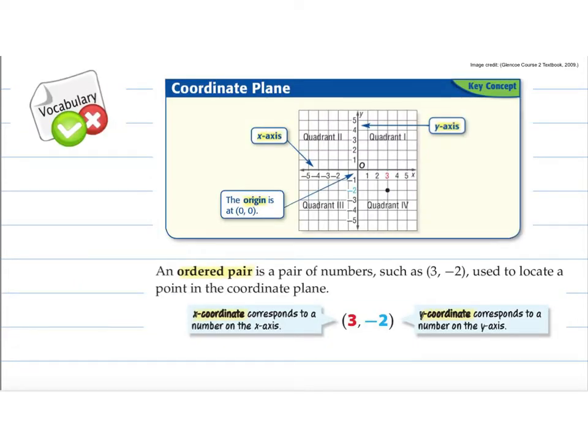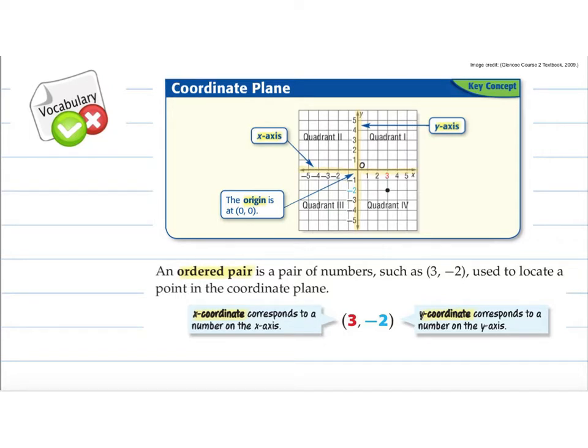Okay, so there's a lot of vocab here for you to know. So I'm just going to go through and point it out and explain what it all means. I'm going to start here with the y-axis. On our coordinate grid, the y-axis is this line right here that goes vertically. It goes up and down. Okay, that's the y-axis. The x-axis, that's this one right here, it goes horizontally.